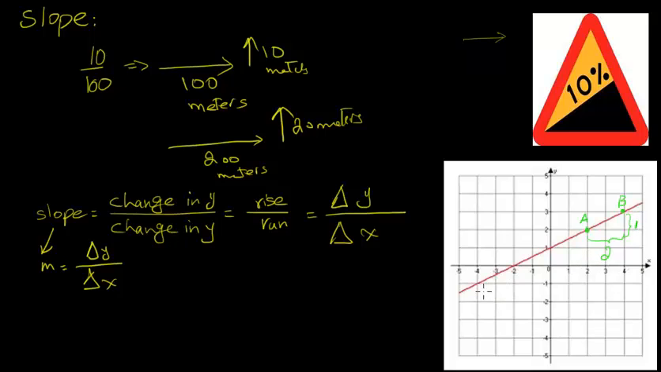Or let's pick another point. Let's pick this one and this one. As x increases by 2 units, y increases by 1. Again, as x increases by 2 units, y increases by 1. So that is our slope. So we can say slope of this line is as x increases by 2, y increases by 1. So this is our slope.